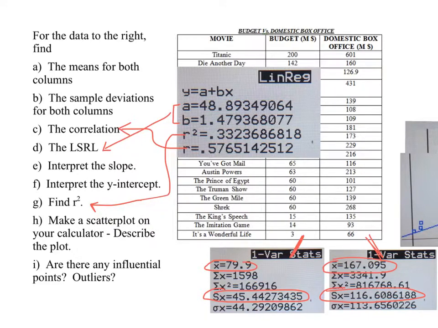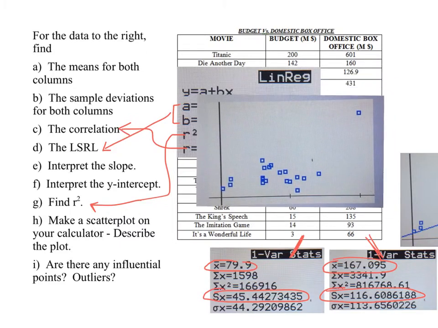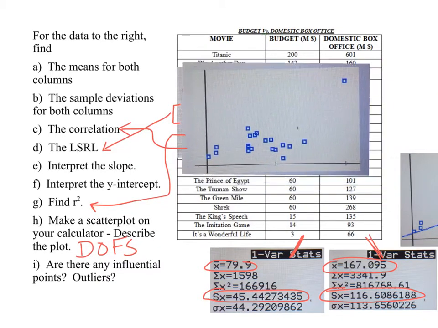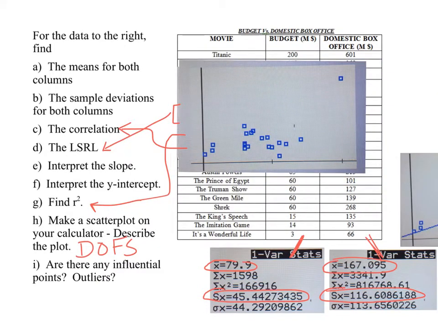Making a scatter plot of this. So I've done that. Here's my scatter plot. So let's describe this with our regular DOFs. Direction. The direction is positive. I'll come back to outliers. Form, I think it's linear. I don't think another model would fit better. Strength, it doesn't look very strong. It wasn't a great correlation. I guess 0.57, it's fair. It's not great, though, by any means.